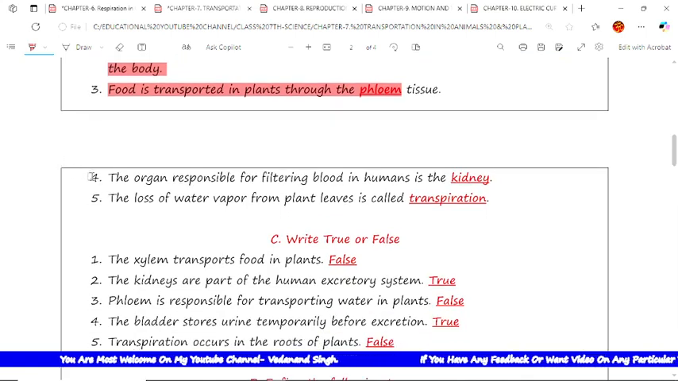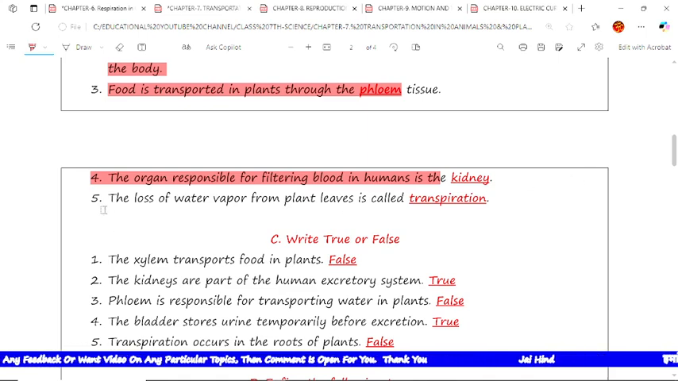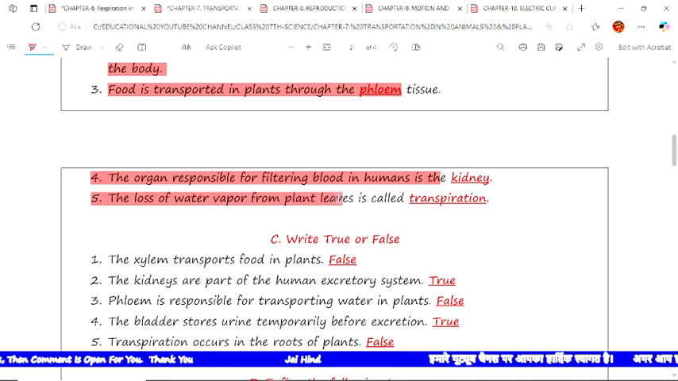Now the next is, the organ responsible for filtering blood in humans is the kidney. So kidney is the correct answer. What next is, the loss of water vapor from plant leaves is called transpiration.